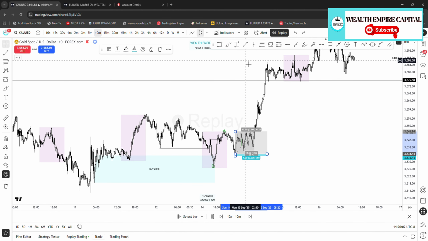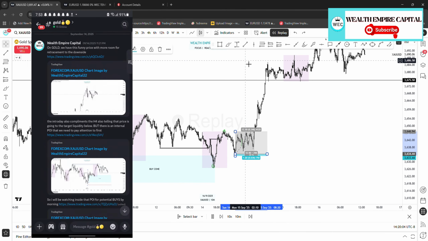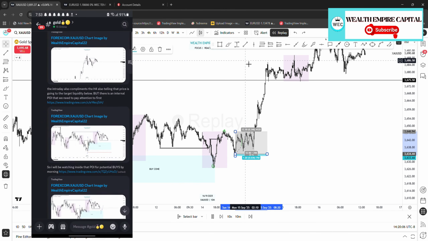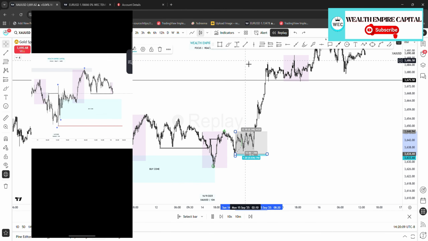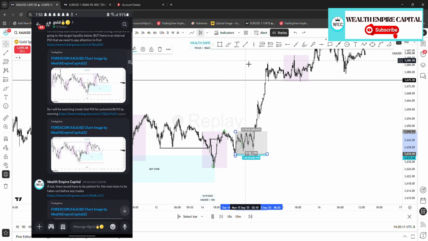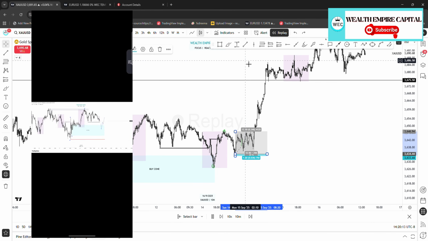Super simple. You don't need to stress yourself. And this trade was documented all the way from the Sunday night to the entry on my Discord.